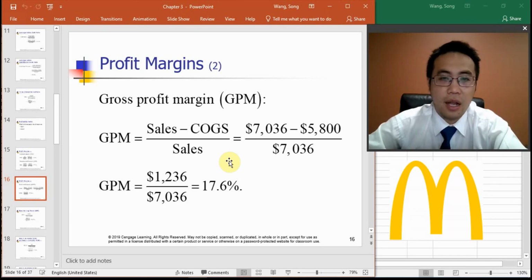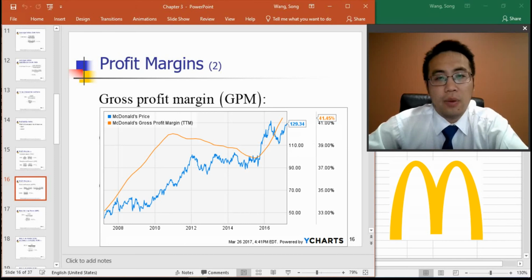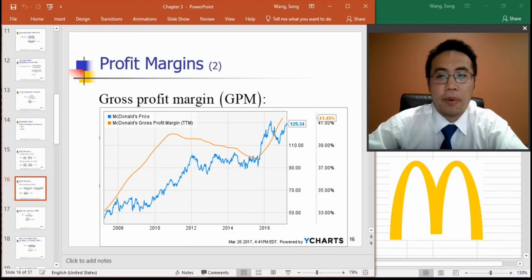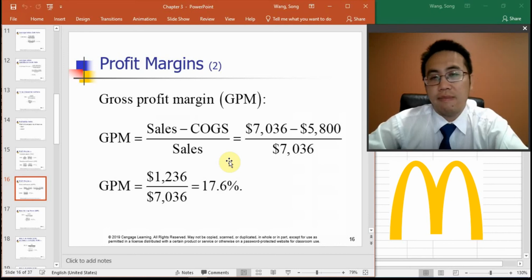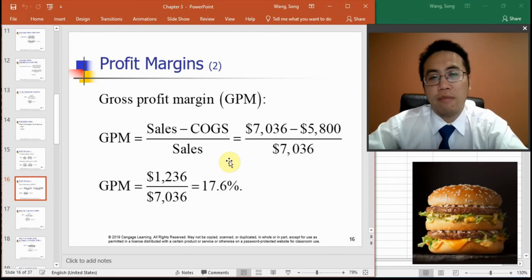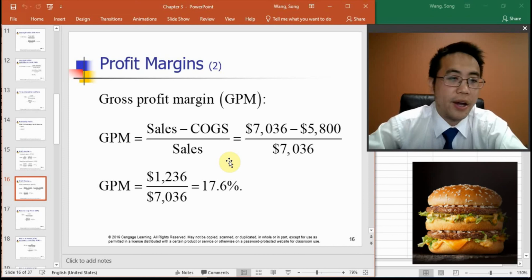For a company like McDonald's with 1.5 million employees across the world. And this ratio can also be used at the per product level. Let's say McDonald's produces a Big Mac, and we can calculate the gross profit margin for each burger, not just for the entire company for the entire year, but for each single product.